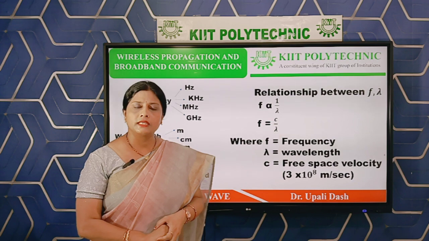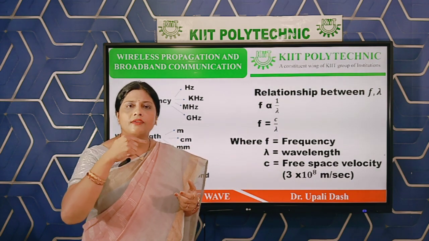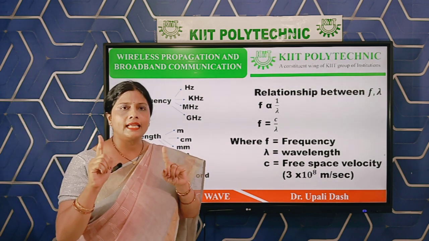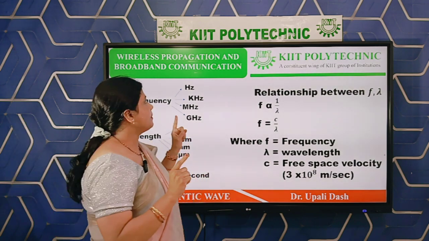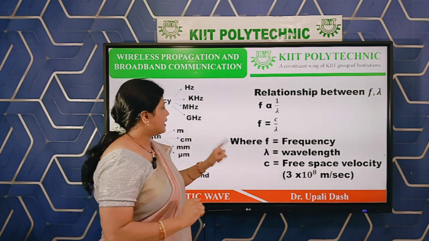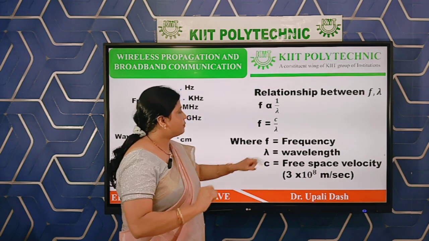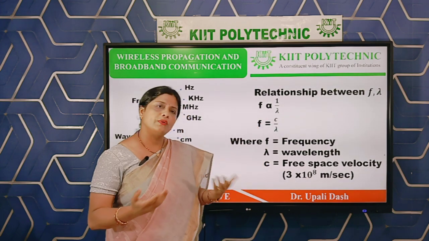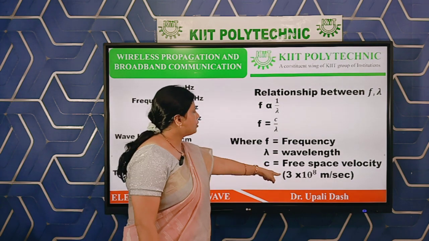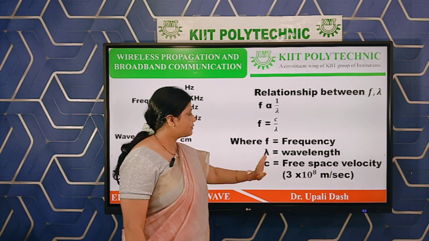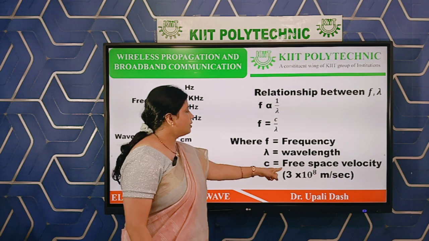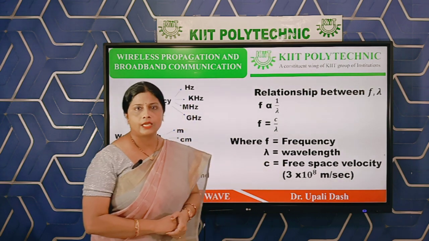Free space velocity means the speed at which any light signal moves in free space. So I am correlating light with the EM wave. As we are reading about EM waves, we can correlate them with an optical signal, that is light. The speed at which light moves in free space is called free space velocity, so we can use it in EM wave analysis too. So c is a constant. If it is a constant, its value is not going to change at all, and its value is 3 into 10 to the power 8 meter per second in SI unit.